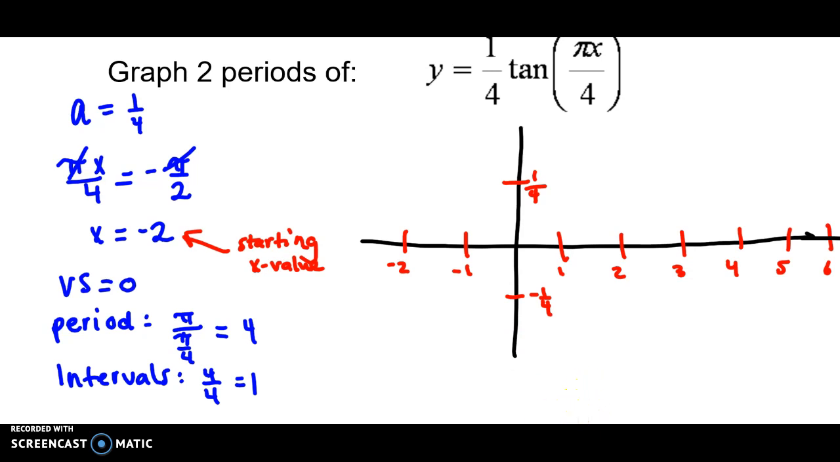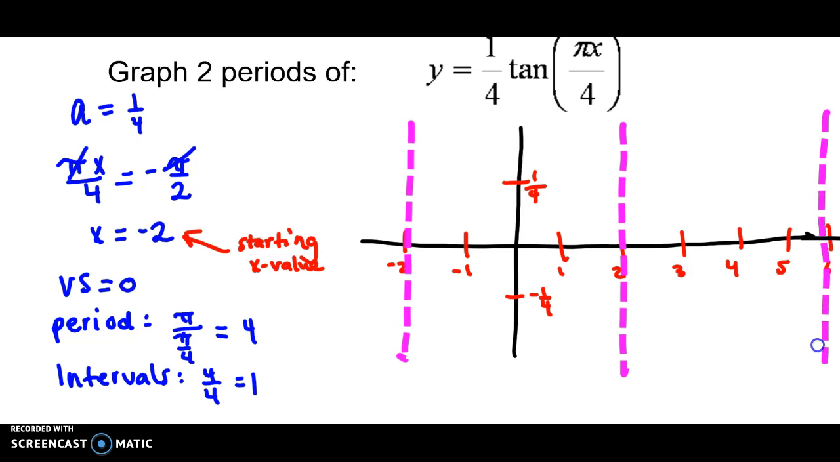Okay. So next, let's worry about our asymptotes. Remember, our starting value is going to be an asymptote at negative 2. Next, we know that our period is 4, so I'm going to go 4 units away, so that goes to 2. I need 4 away from 2, which is why I went all the way out to 6, because remember we've been asked to graph 2 periods.